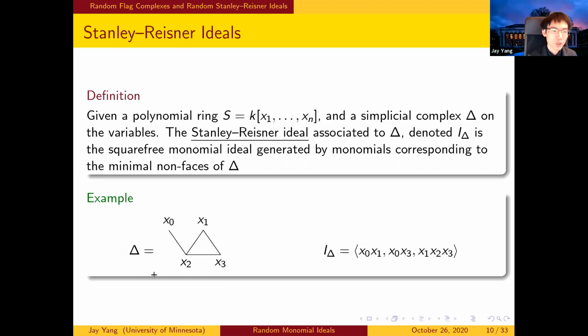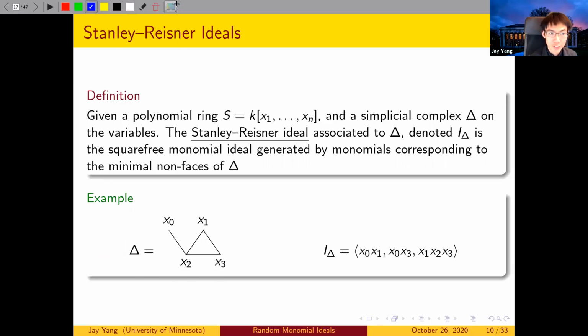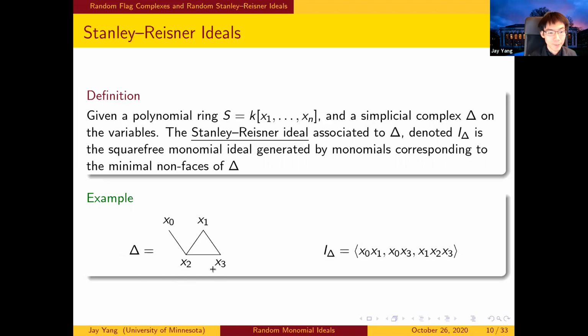But let's take this simplicial complex here. This cycle here is not filled in, so this is not a flag complex. Well, to it, we can associate, via this Stanley-Reisner correspondence, a monomial ideal. And the way we do that is take the non-faces, the minimal non-faces. You could also just take all non-faces, but the minimal non-faces are a generating set.